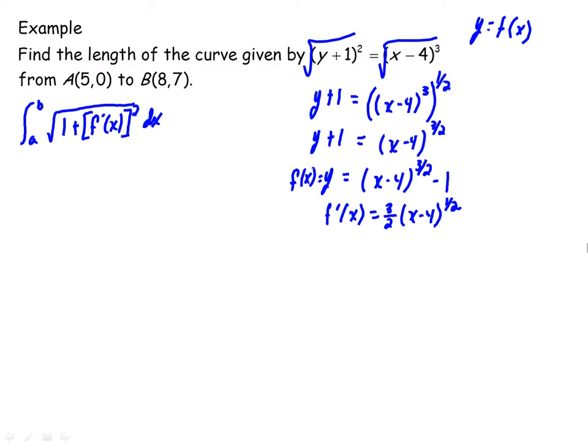Your derivative is 3/2 times x minus 4 raised to the 1/2 power. And that's what we're going to put into this problem. So do you see all the algebra that we're going to get to do? Yay. Okay, so what are my boundaries? 5 to 8. Good. And then we're going to have 1 plus that derivative, which is 3/2 x minus 4 to the 1/2, squared.